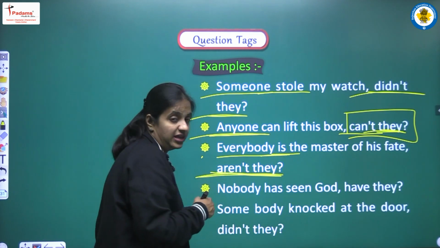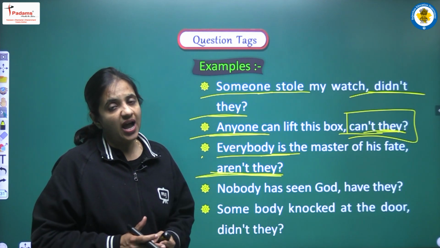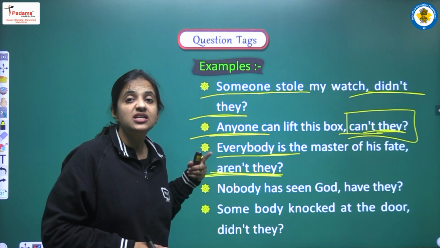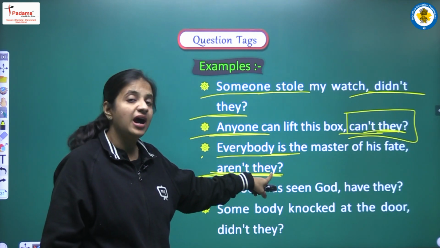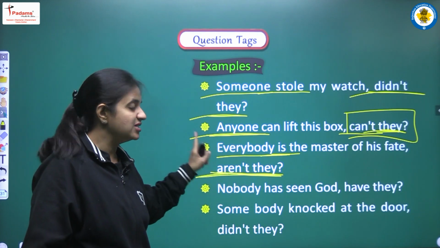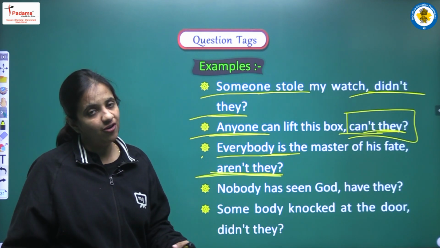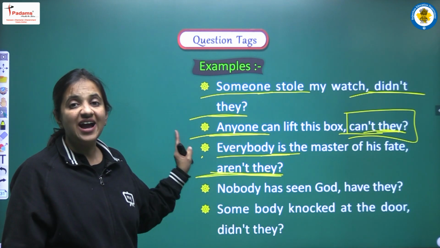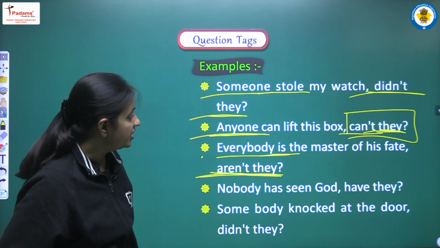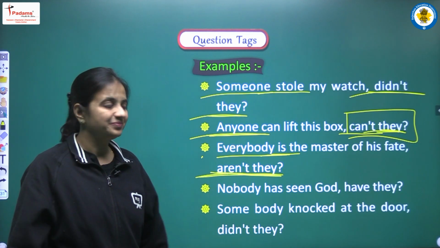Here we are having is, are, am. So we are using the same auxiliary, but in the place of is we are using are. Why? Because here we are having they. Okay, so for they, for plural, we are using are plus not, and the short form is aren't. So we are writing aren't, and the complete sentence will be, everybody is the master of his fate, aren't they?